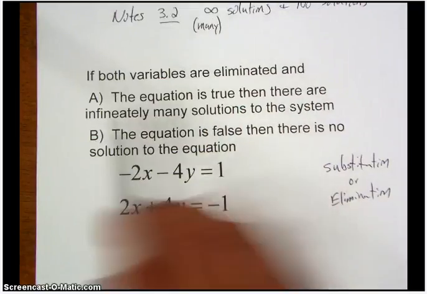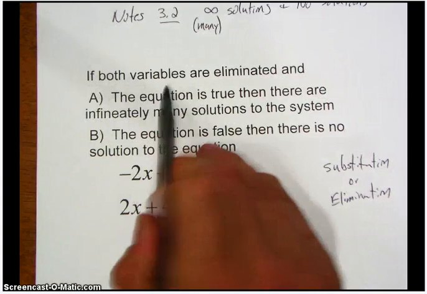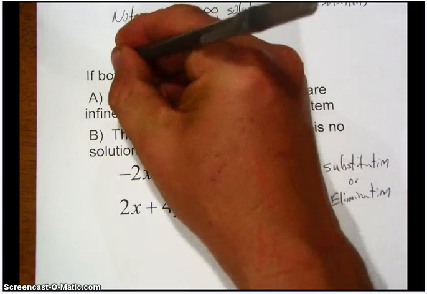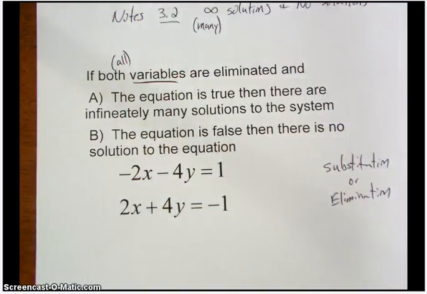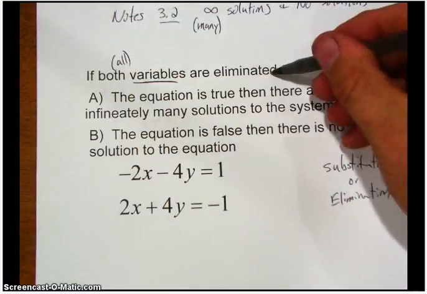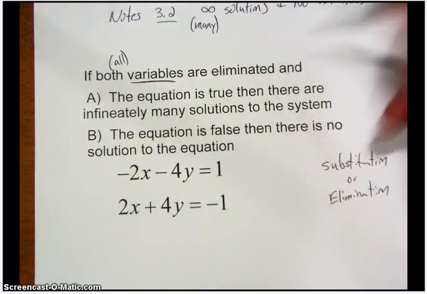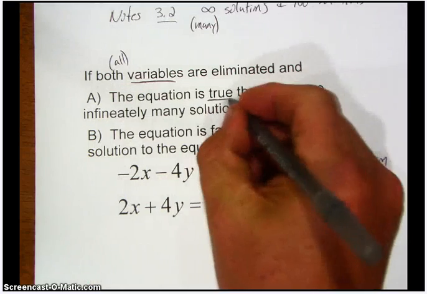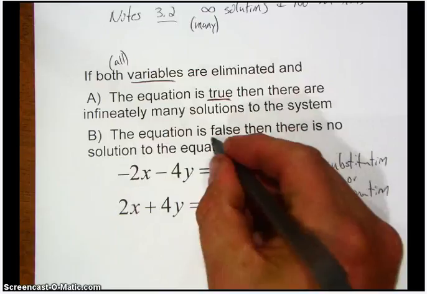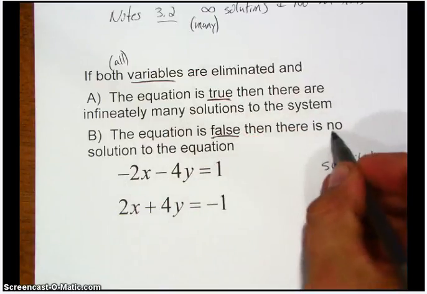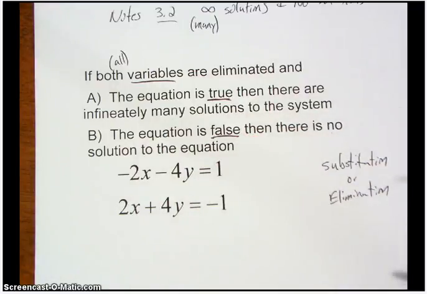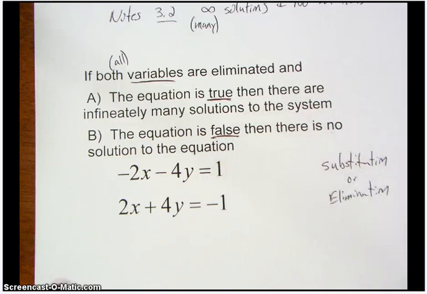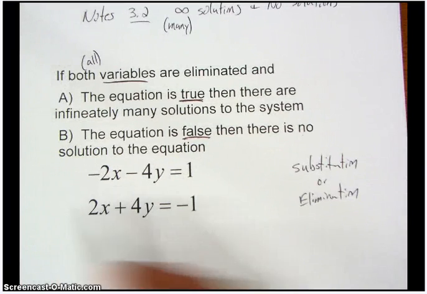Okay. First one, if both variables, that's the key, both variables, in other words, all the variables, doesn't matter how many, if they're all eliminated and the equation is true, then there's many solutions. And if the equation is false, then there is no solution. All right, so what do we mean by true and what do we mean by false? All right, so let's go ahead.